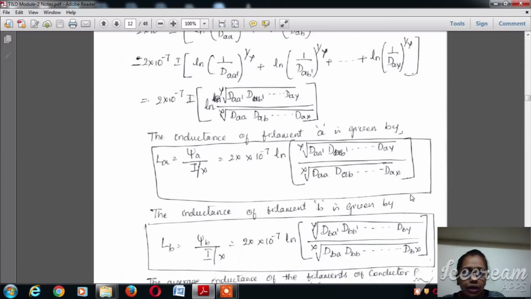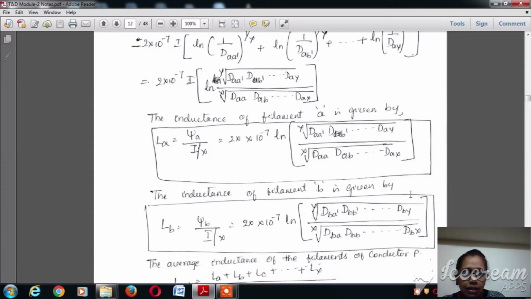Now the inductance of the filament B is given by LB is equal to psi B divided by the current that is flowing here, which is I divided by X. Now this is equal to 2 into 10 to the power minus 7 ln of the yth root of whichever conductor we are considering. Suppose now we are considering the B conductor, so we will start with dBA dash, dBB dash up to dBy, whole divided by the xth root of dBA dBB up to dBx.